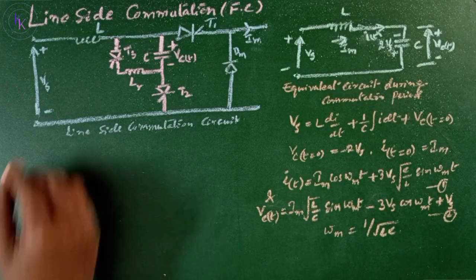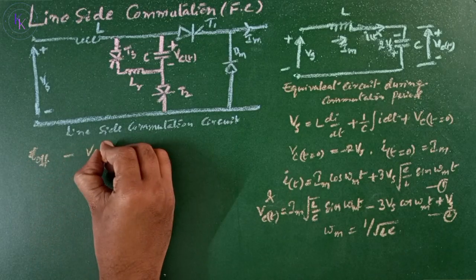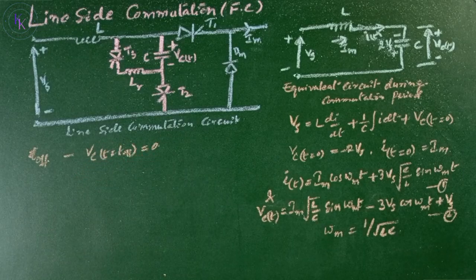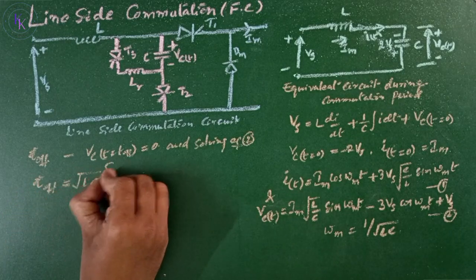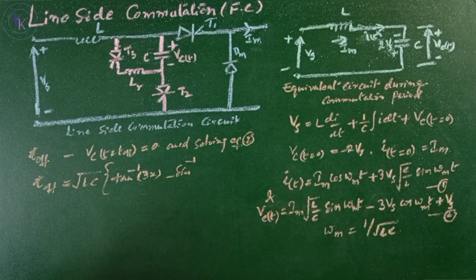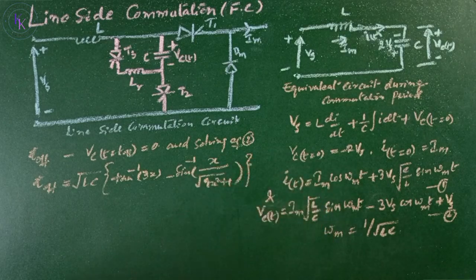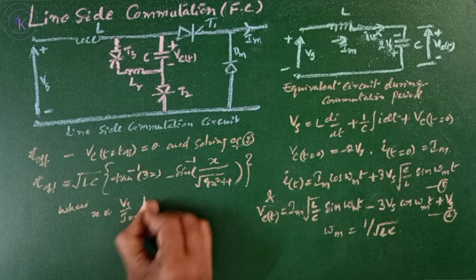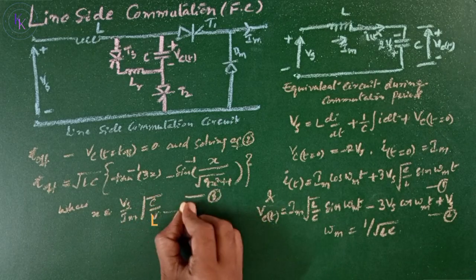The circuit turn-off time t_off is obtained from the condition that Vc of t equals t_off equals 0, solving equation number 2. Then t_off equals root LC times tan inverse of 3x minus sine inverse of x by root of 9x square plus 1, where x equals Vs by Im square root of C by L. Let this be equation number 3 and this as 4.